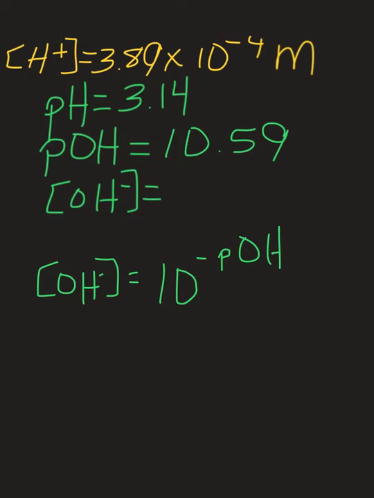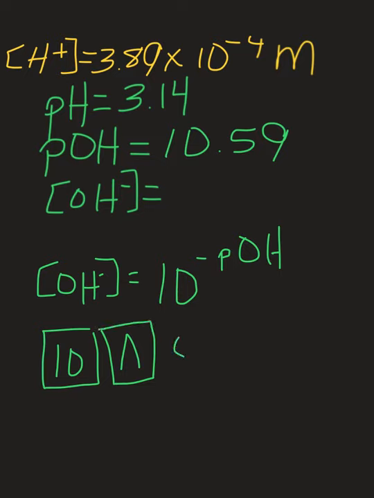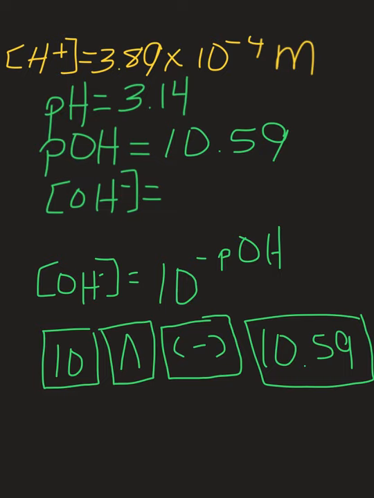On your calculator, type in 10. That little caret, your exponent key. Then we need the negative sign, and we just type in the pOH that we got, right? 10.59, and we hit equals. And what should we get for our hydroxide ion concentration out of this? We should get about 2.6 times 10 to the negative 11 molarity.